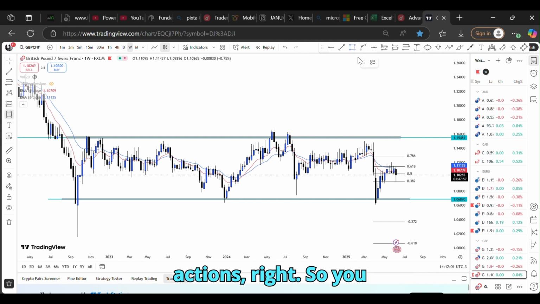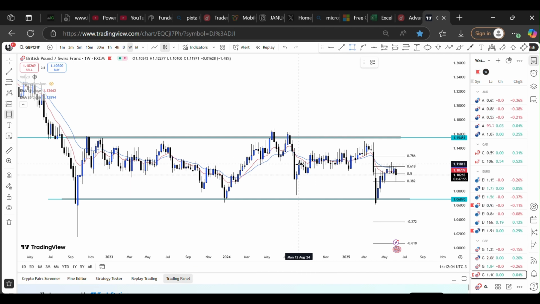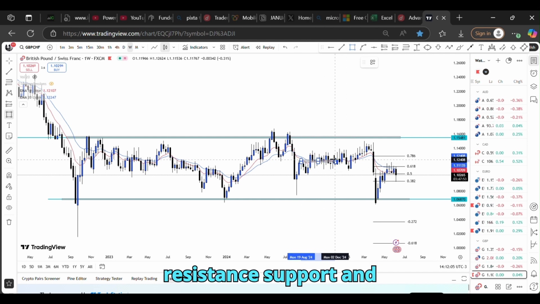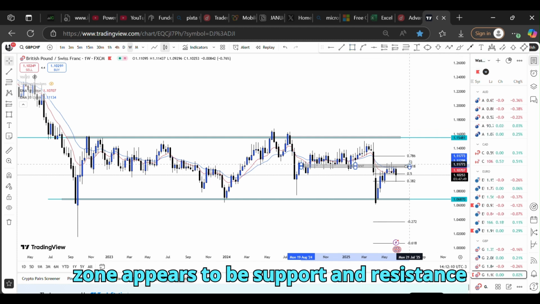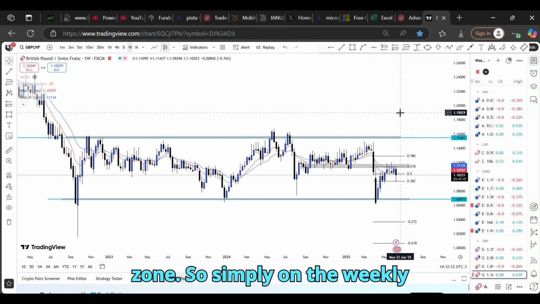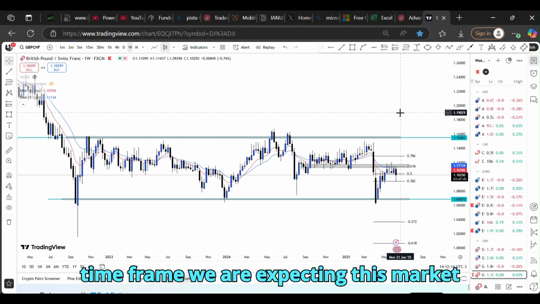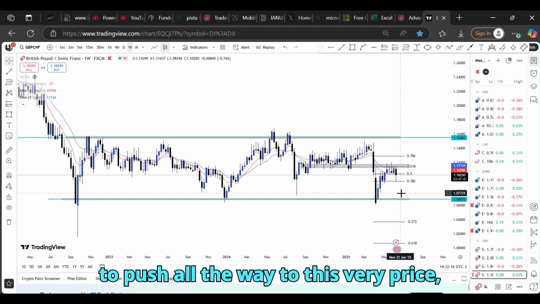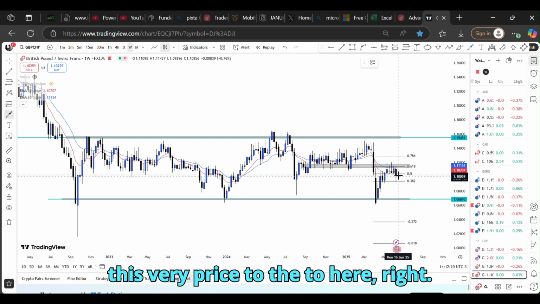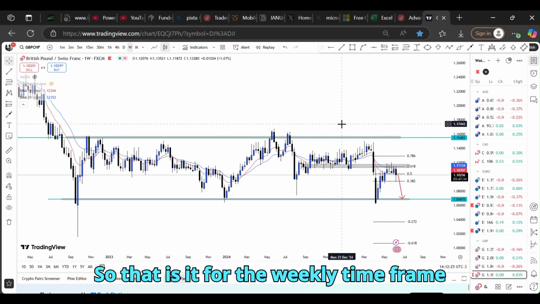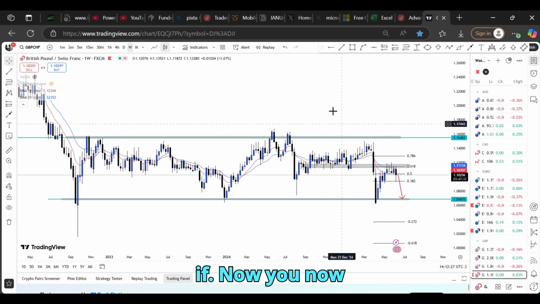So you can see we have resistance, support, then resistance over here, guys. This whole zone happens to be a support and resistance zone. So simply, on the weekly time frame, we are expecting this market to push all the way to this very price, to here. So that is it for the weekly time frame.